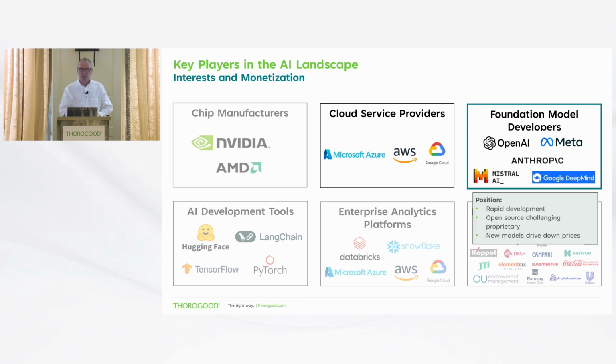The position, well, it's very rapid development, very rapid competition between these developers. Open source is increasingly posing a challenge for proprietary developers. So, what's going to win? Is open source going to prove to be more innovative and just move faster than proprietary developers can do that? And new models drive down prices. So our reaction, and you'll hear it recurring through the morning and through this presentation, optionality is important. It's really important to keep your options open.